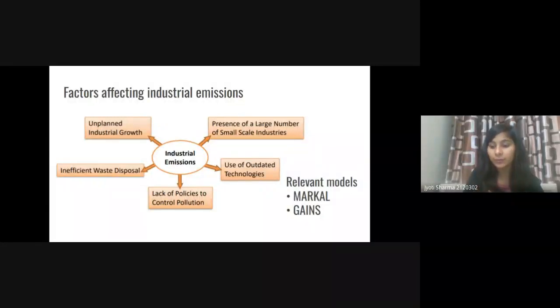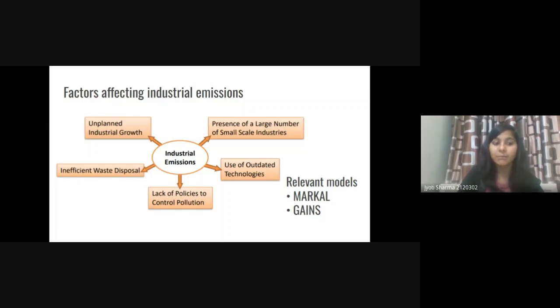Then the lack of policy to control pollution. If you don't have a policy in your state or country, then what will happen? Without any discrimination, every type of pollutant can be released into the atmosphere. But if there is a policy that the amount of pollutant should not exceed a certain amount in your atmosphere, then obviously this will also affect your industry emission. Then insufficient waste disposal. For example, if your waste is sulfur dioxide, it can be treated with lime. And if you don't have the lime, your waste will be disposed of as it is, meaning sulfur dioxide will be released in the atmosphere as it is.